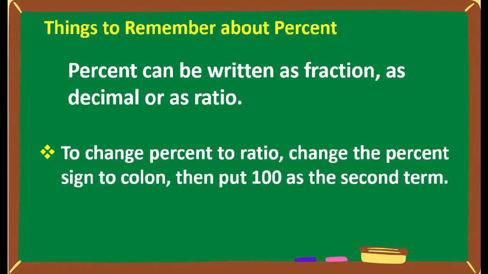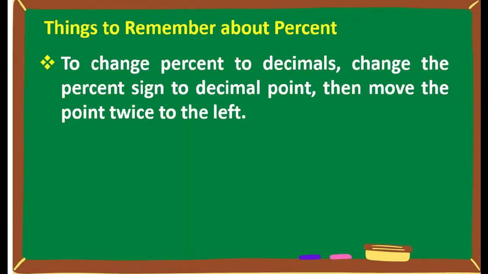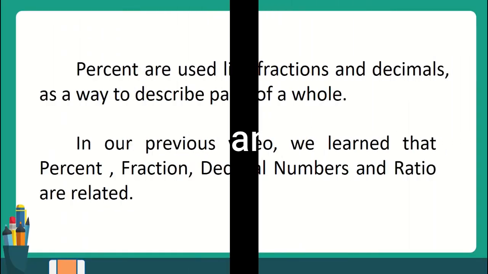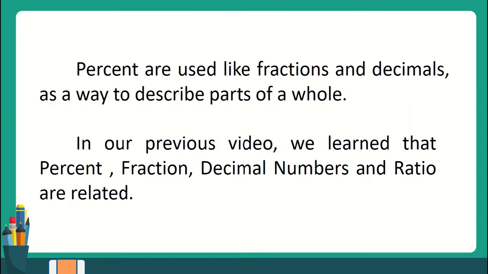To change percent to ratio, change the percent sign to colon, then put 100 as the second term. To change percent to decimals, change the percent sign to decimal point, then move the point twice to the left. To change percent to fraction, change percent to ratio, then use 100 as the denominator and change colon to fraction bar. Percents are used like fractions and decimals as a way to describe parts of a whole.